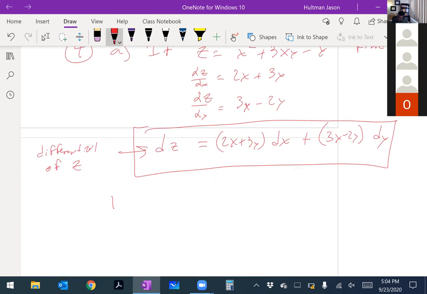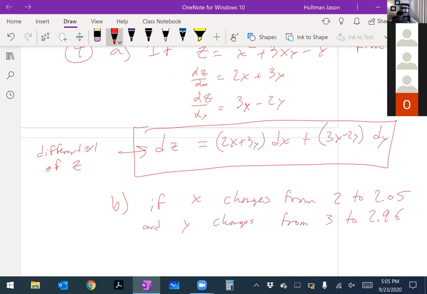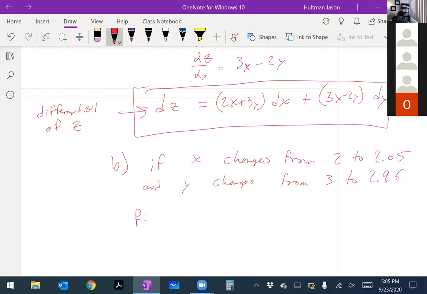Okay, B. If x changes from 2 to 2.05 and y changes from 3 to 2.96, find dz and delta z. So find dz and delta z, and then compare the two.